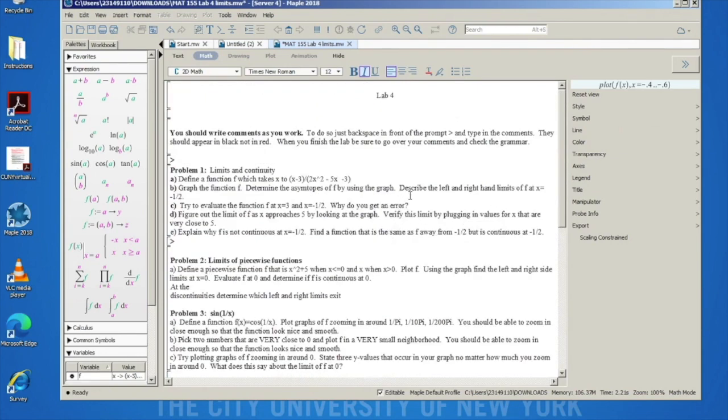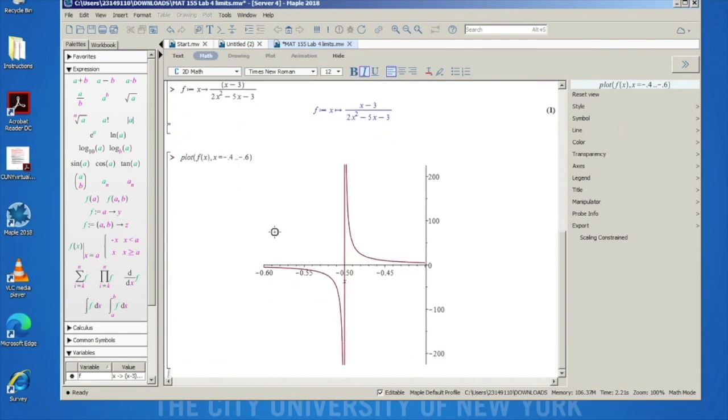Now, we are also asked to describe the left and right hand limits at x equals negative 1/2. So if you look at the limit from the right side as you approach negative 0.5, you can see that limit is going to, as I mentioned before, plus infinity. So the limit from the right side as x approaches negative 1/2 is plus infinity. On the other side, from the left-hand side, as you get closer and closer to negative 0.5, the y values are going down to negative infinity.